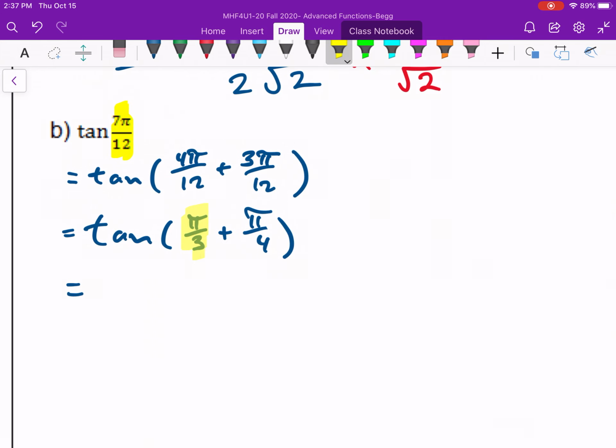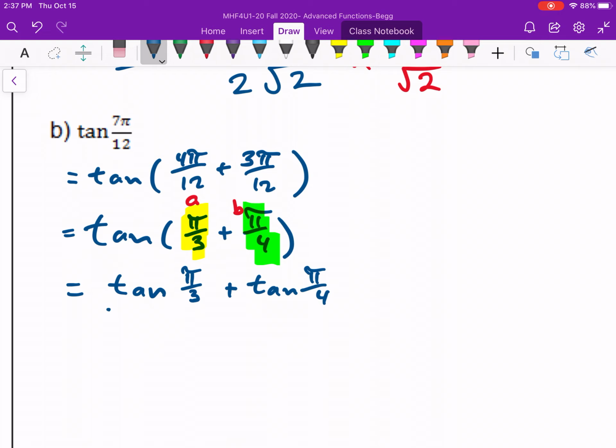So let's call pi over 3 our a value, call pi over 4 our b value, and so we then have tan pi over 3 plus tan pi over 4, all over 1 minus tan pi over 3 times tan pi over 4.